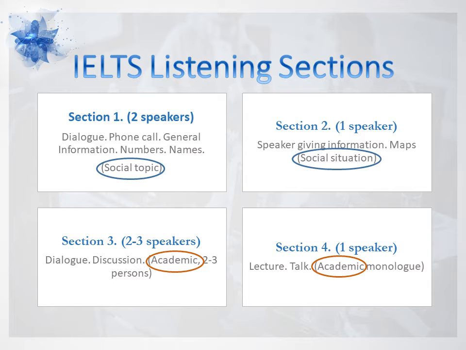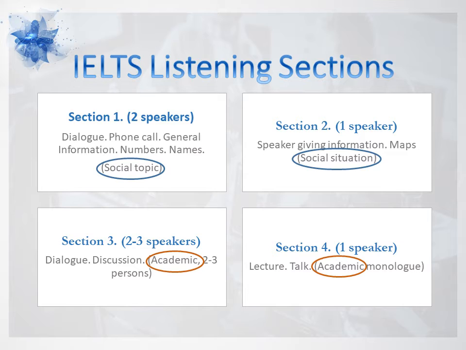Also, these 4 sections are kind of similar to each other. For example, in section 1 and 3, you'll be hearing 2 or 3 speakers as a dialogue or discussion. In section 2 and section 4, there is only one speaker, and it's a kind of monologue. In section 2, there might be a speech giving information or explaining a map or something. In section 4, it's usually a lecture or talk of, let's say, a professor. And usually section 4 is much longer than section 2.